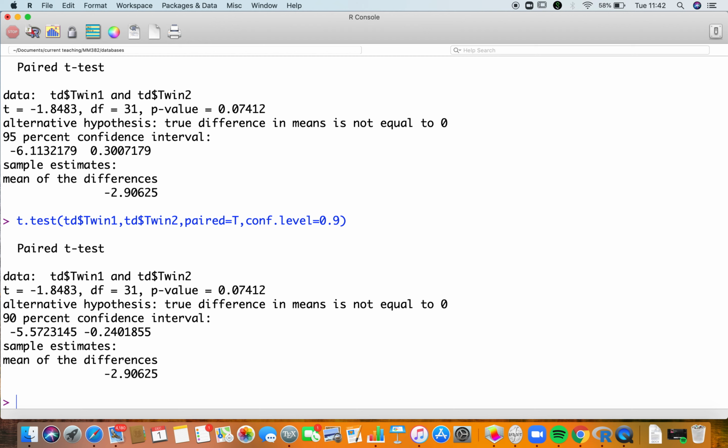And all you have to remember is to be sure in your own minds if the samples are dependent or independent. Okay, because if they're dependent, you have to augment your t.test function in R with the paired equal to true argument. I would probably give you the confidence level as well. If I don't tell you what the confidence level is, 95% is fine.